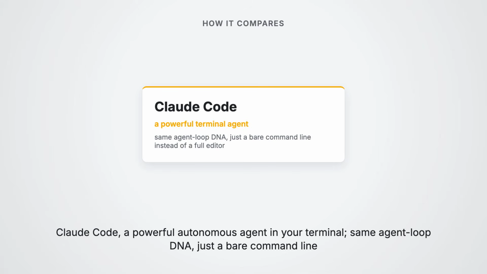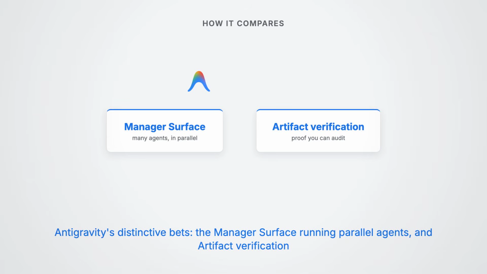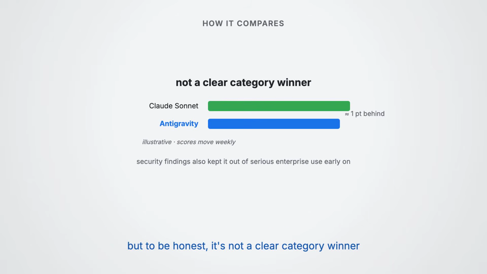Same agent loop DNA, just a bare command line instead of a full editor. Antigravity's distinctive bets are the manager surface running parallel agents and artifact verification. But to be honest, it is not a clear category winner.